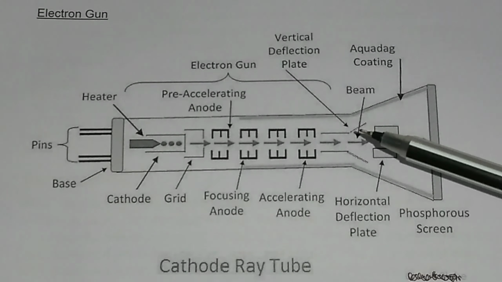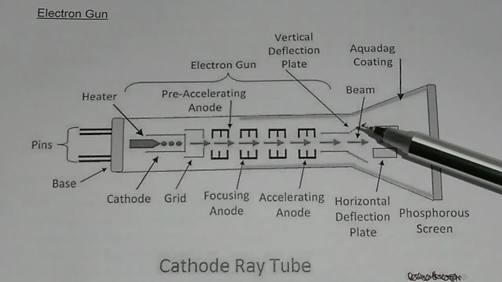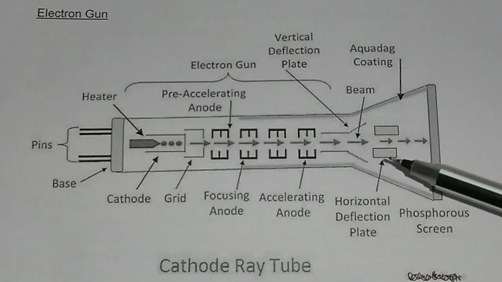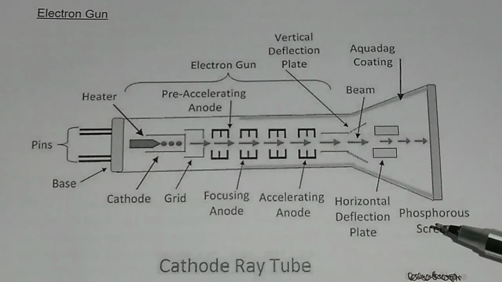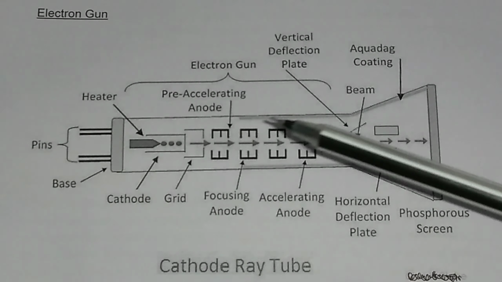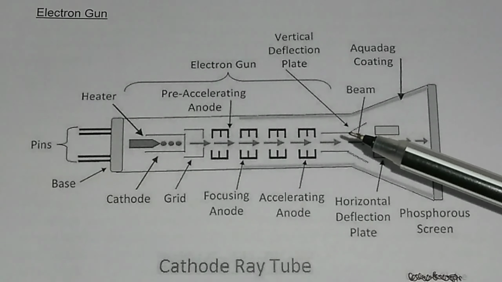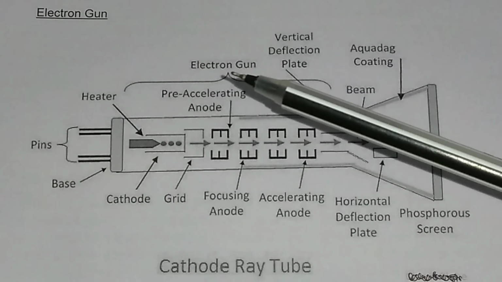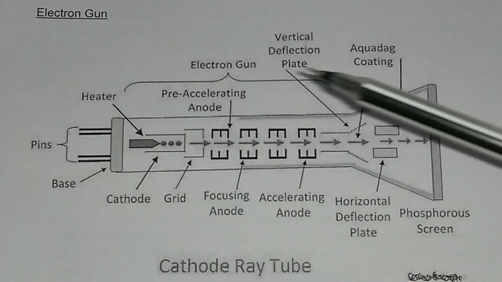And then you have two plates. One is your vertical deflection plate. Then you have the horizontal deflection plate. Then the electrons come to this screen, which is made up of phosphor, so it is called a phosphor screen. So you see from the heater till this vertical deflection plate, the whole system is called the electron gun. This constitutes your electron gun.